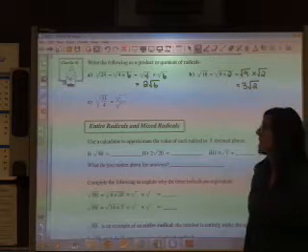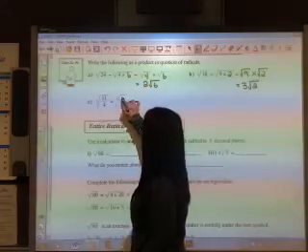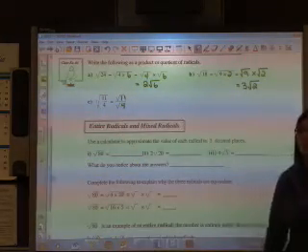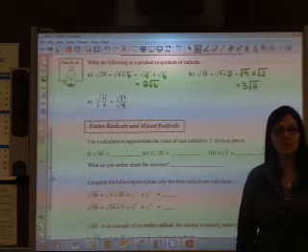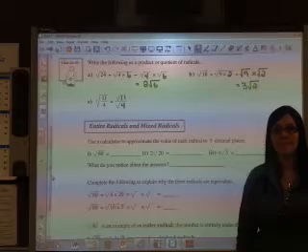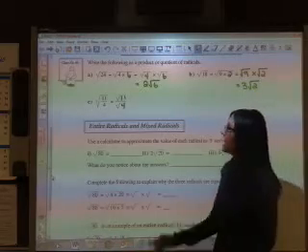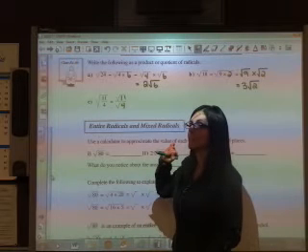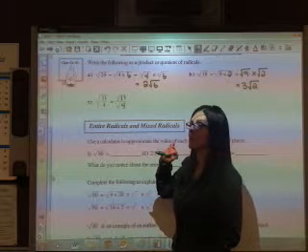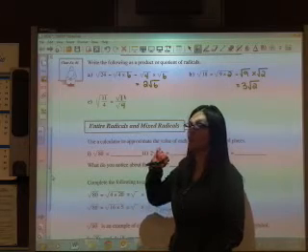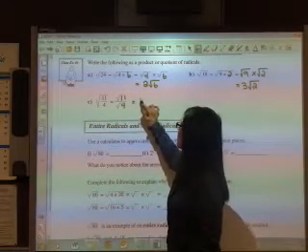If I have the square root of 11 divided by 4, that's the same as the square root of 11 divided by the square root of 4. Can I simplify that? Colin, is there anything I can do with this statement? In other words, can I find the square root of 11 nicely? Can I find the square root of 4 nicely? What do I get?